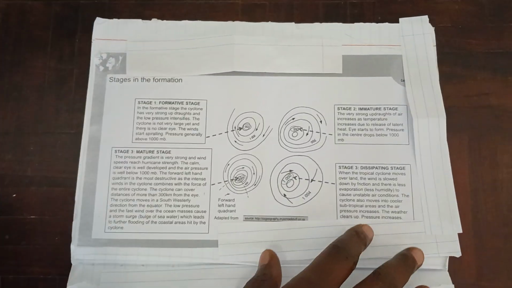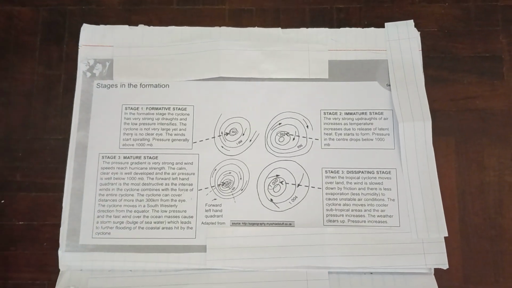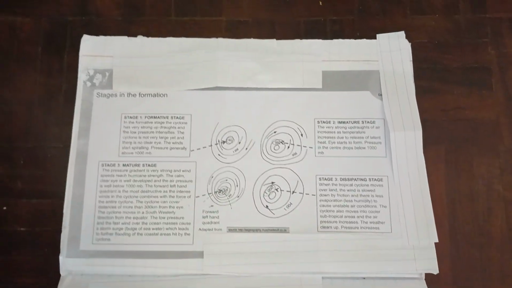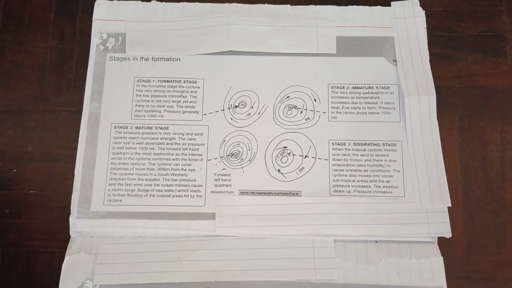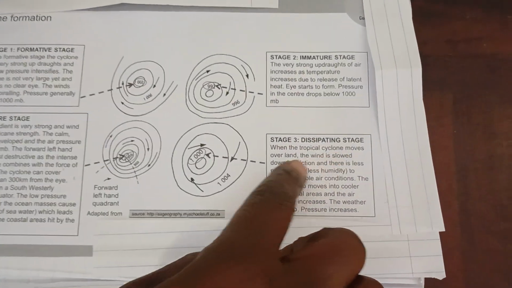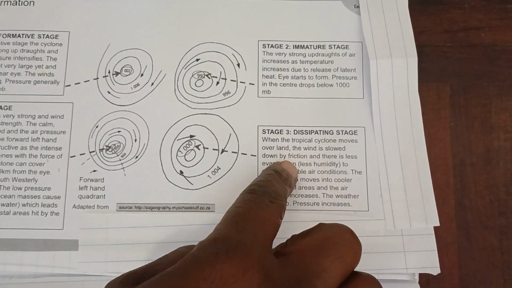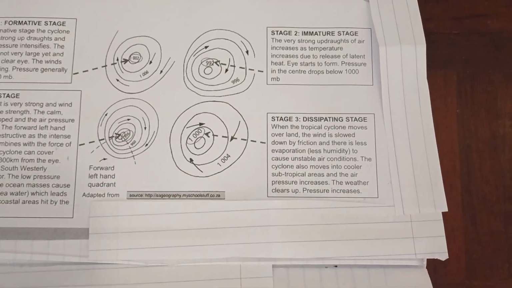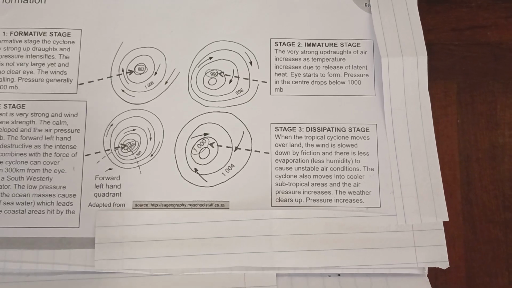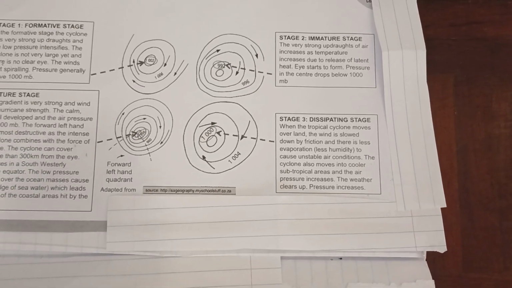Then when it is dissipating, it means it has reached the land. It has reached the land due to frictional drag. It has lost most of its power. It's no longer in the ocean. When the tropical cyclone moves over land, the wind is slowed down by friction and there is less evaporation, which means the moisture that is available has lessened. Why? Because it is now reaching the land.